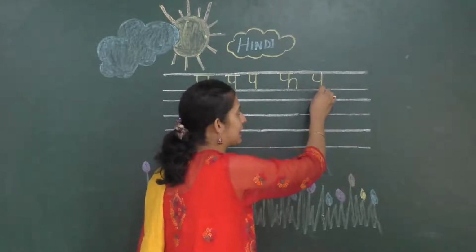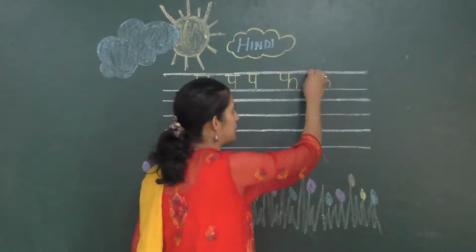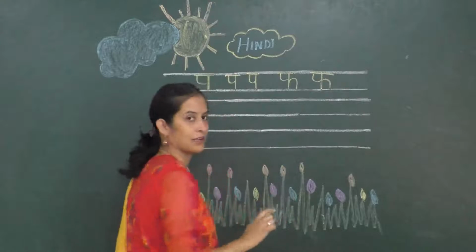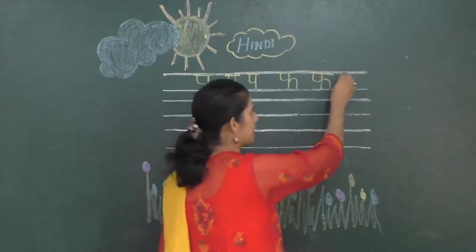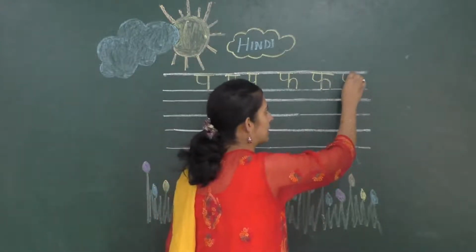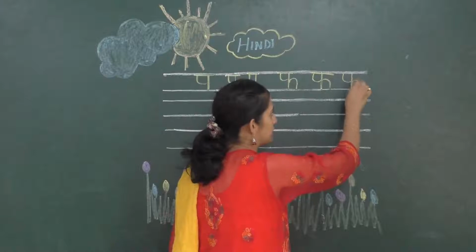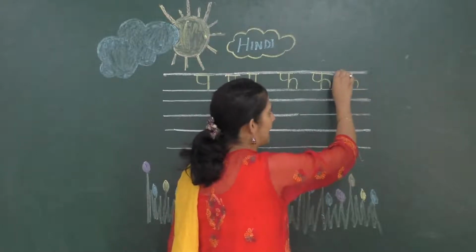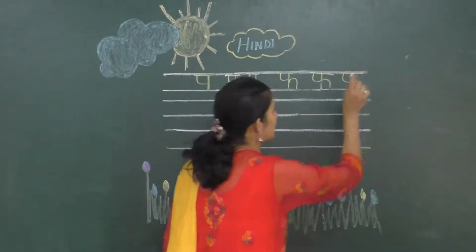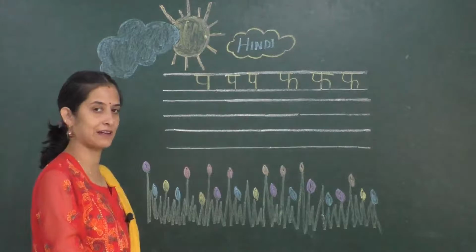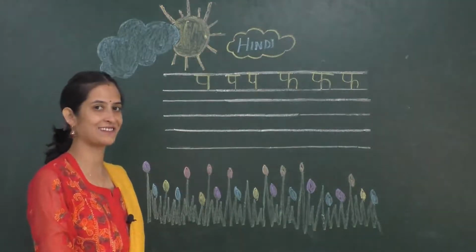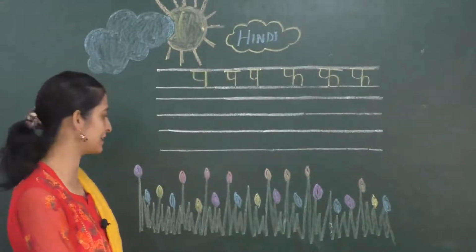Curve, standing line, down curve and a sleeping line. Okay, let's see one more time. One curve, standing line, down curve and a sleeping line. Now let's see the next letter. Which is the next letter? Which is the next letter, children?